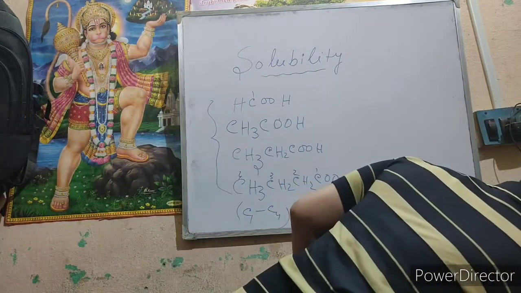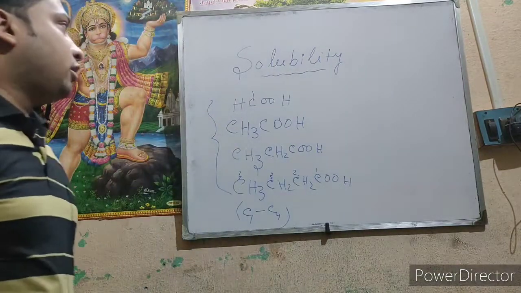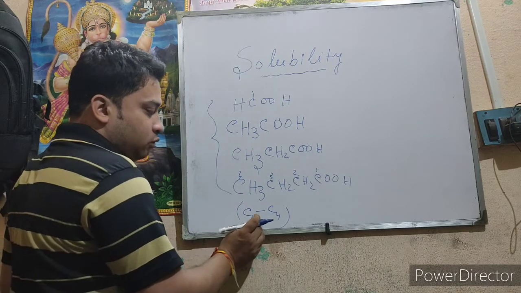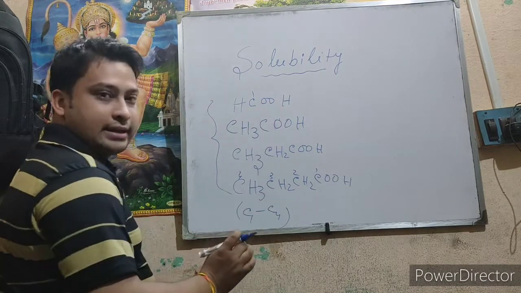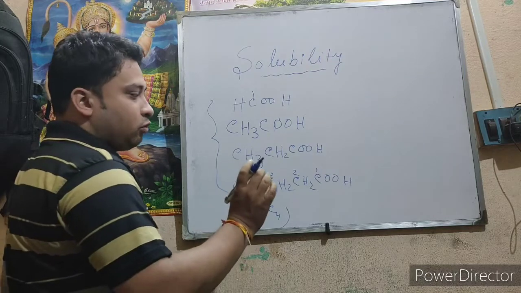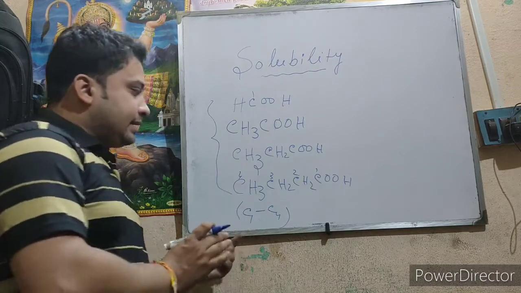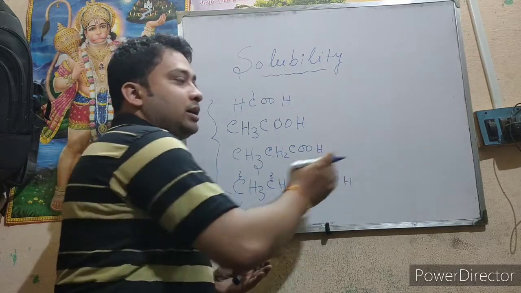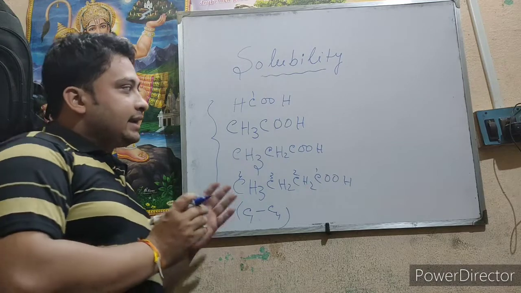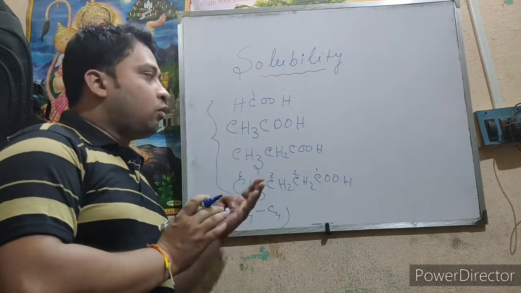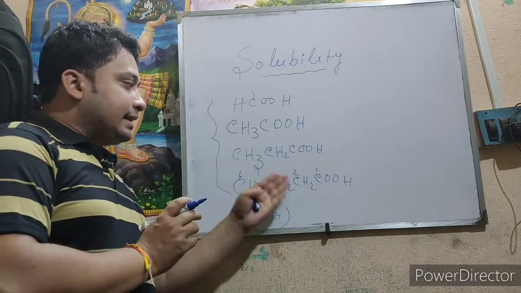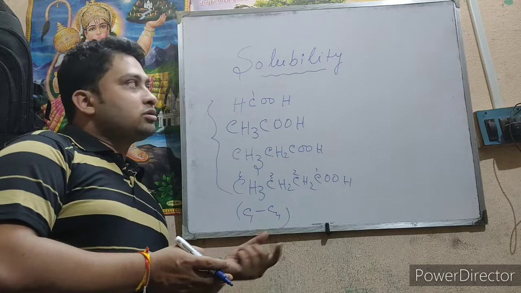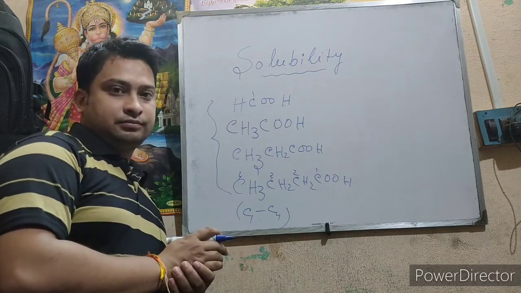Why can't they dissolve in water? Firstly, we see why carbon 1 to carbon 4, that is formic acid to butyric acid, can dissolve in water. The reason is that it can form hydrogen bonds with the water molecule, and so it shows solubility in water.